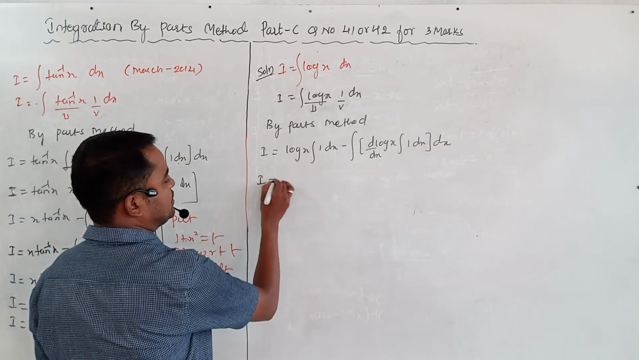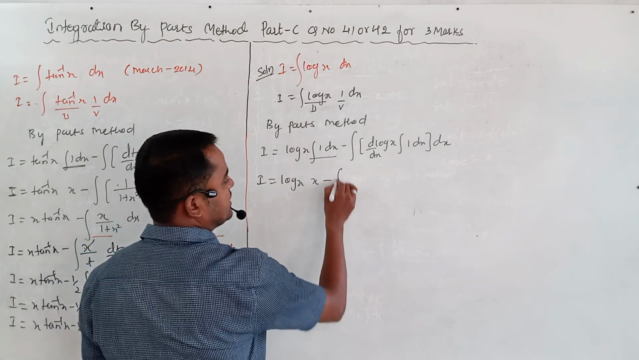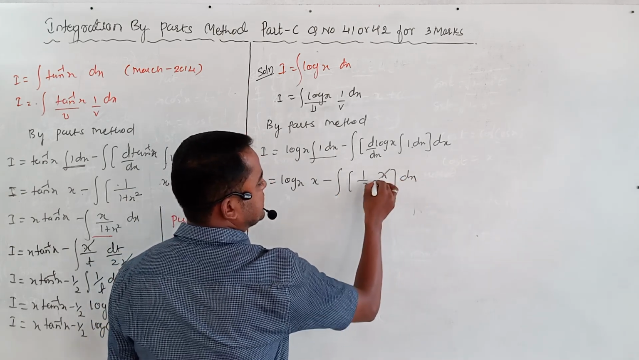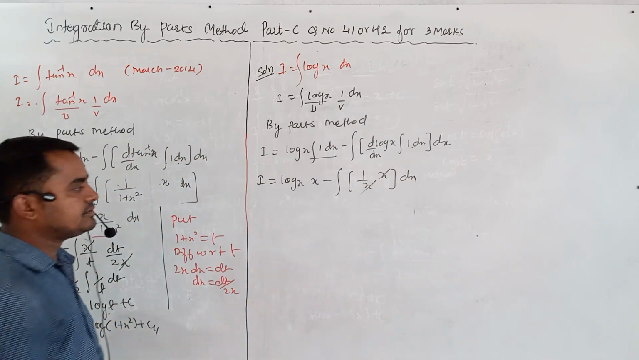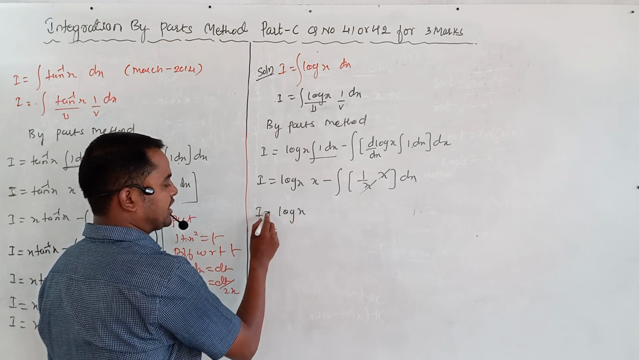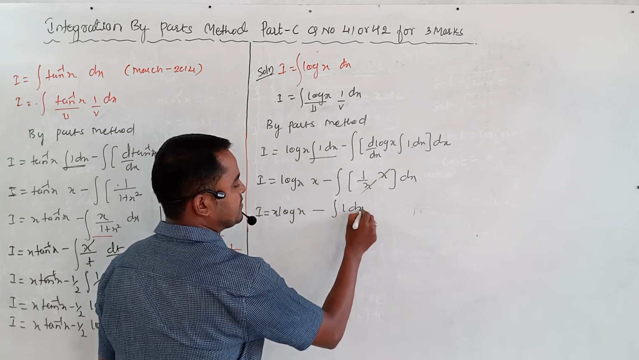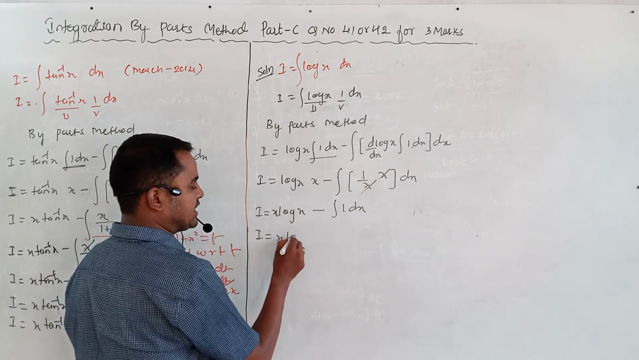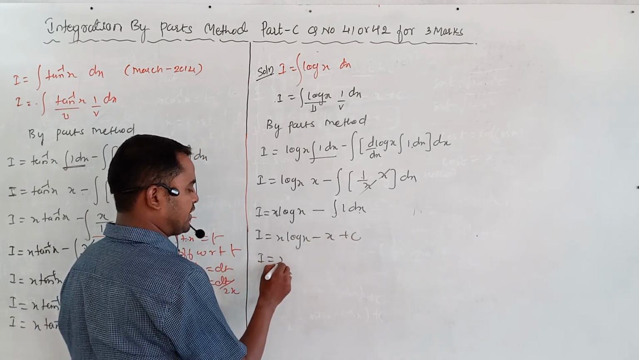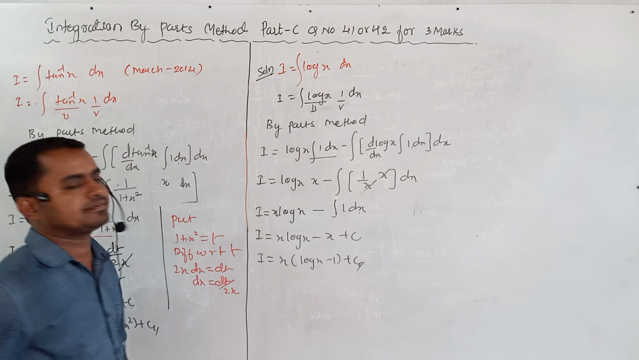That is I is equal to log x as it is, integration of 1 into dx is what? x, minus derivative of log x, 1 by x, integration of x dx. This x gets cancelled. Yes. Then I is equal to x into log x is nothing but x log x minus integration of 1 into dx. Then I is equal to x log x, integration of 1 into dx is nothing but x, plus c. Then I is equal to x log x minus x plus c. Final answer.